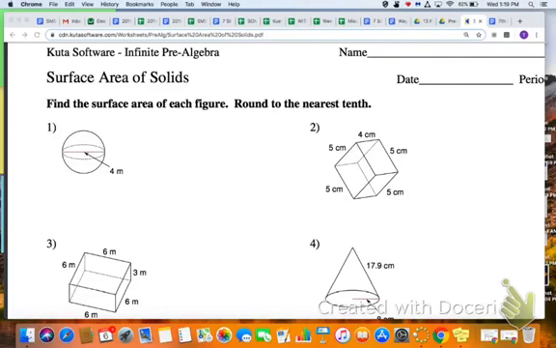I'm just going to record a short little video about our next topic in our geometry unit in pre-algebra, which is going to be finding the surface area of shapes. So if you remember from last week, we talked about finding the area of shapes, okay? And the types of shapes we were interested in were like squares, rectangles, triangles, and like circles, for example.